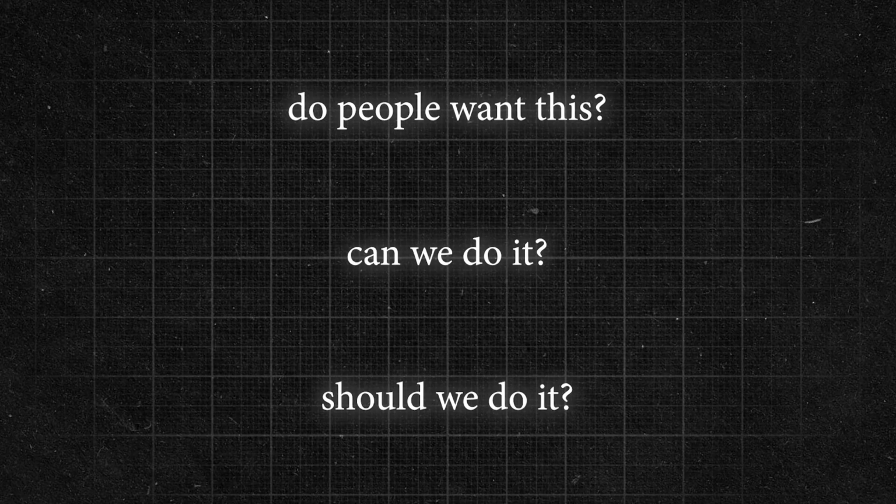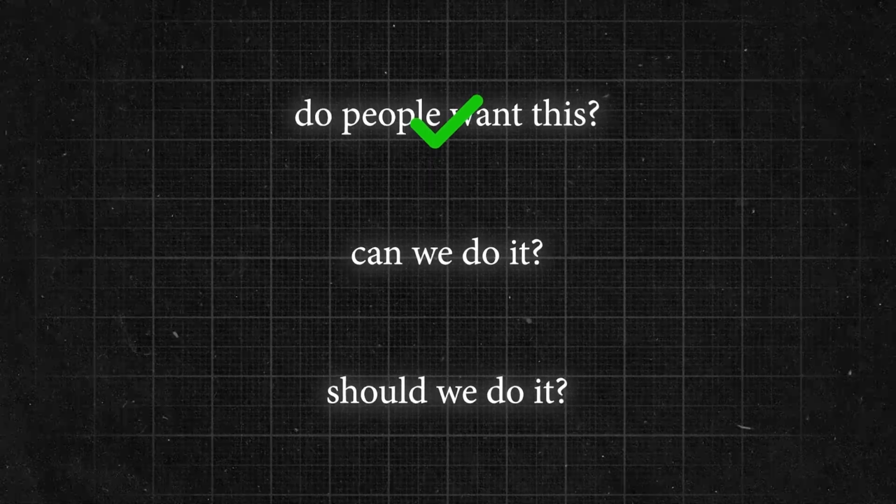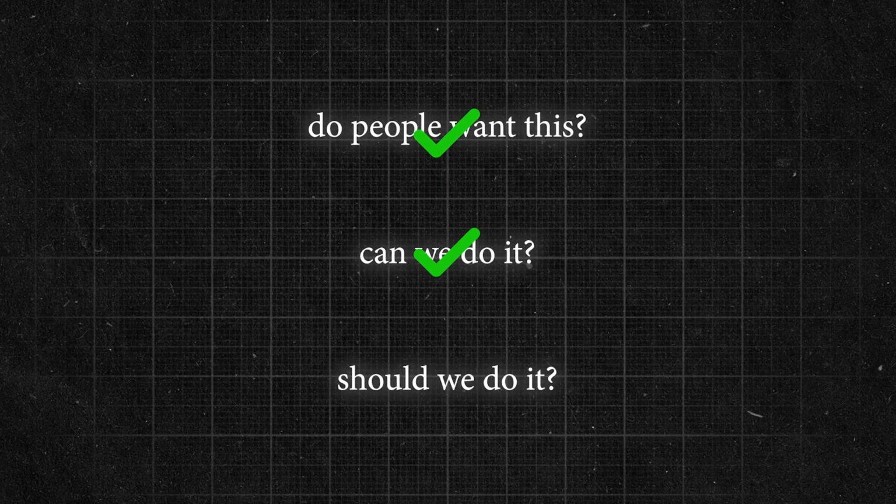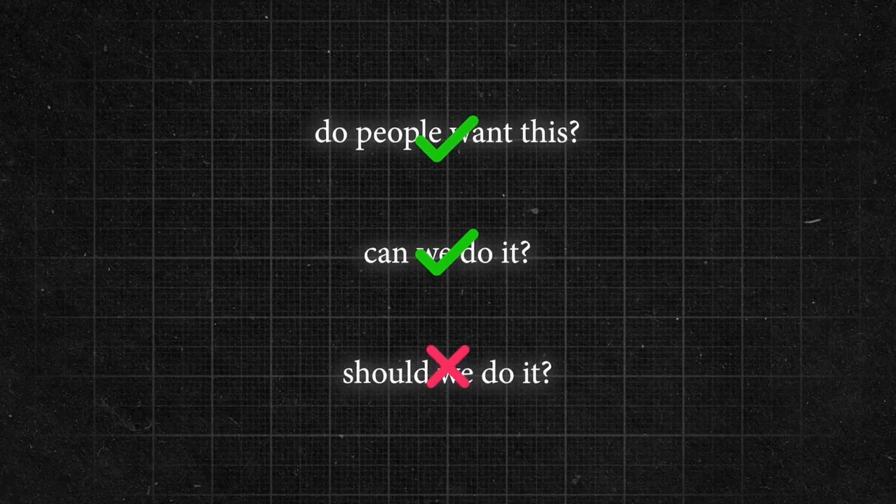A good example of this is the Twitter edit button. Is it something that people want? Yes. Is it something that is feasible? Of course, it's super easy to do. Is it something that we should do? That is the reason why this hasn't been implemented yet. Because they felt like it didn't really match with Twitter's product strategy.